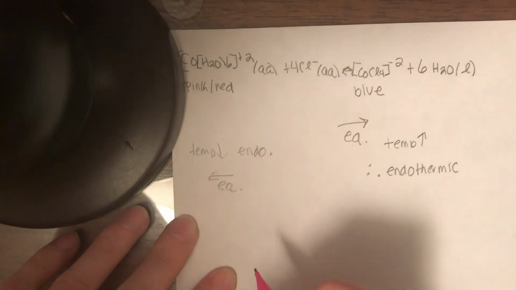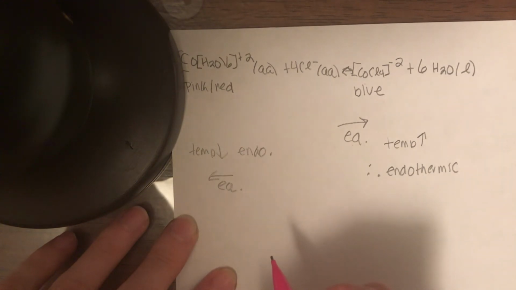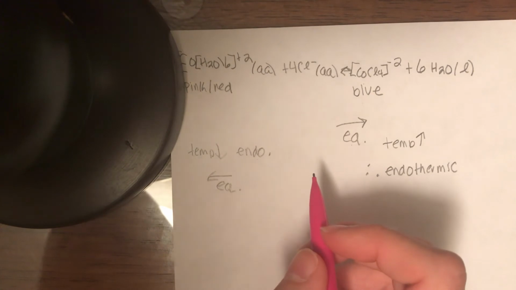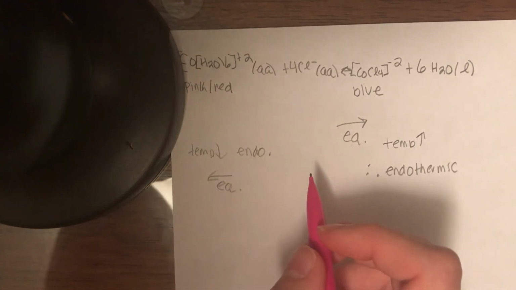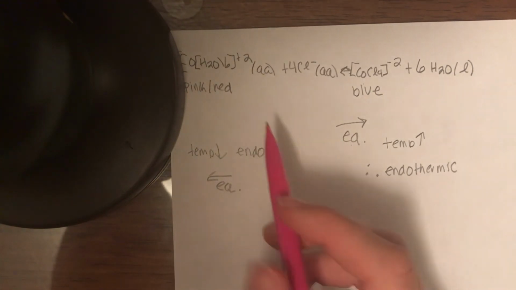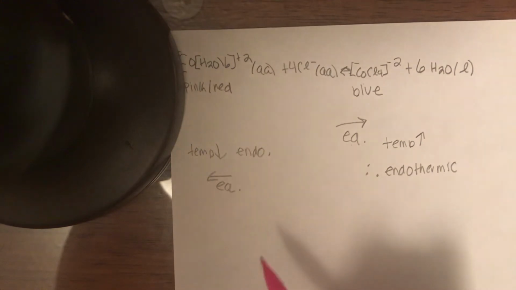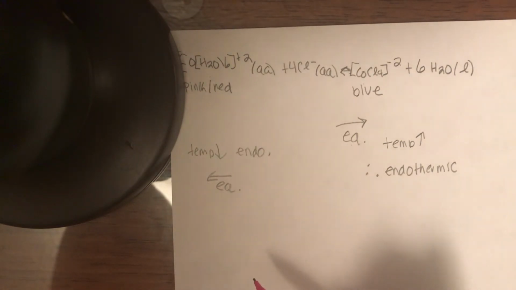Our experiment did indeed prove this shift to the left because the solution turned into a light purple blue color from the original blue, which means that there was more of the CoH2O6 2+ ion present in the final solution and matches a leftward shift in equilibrium for an endothermic reaction.